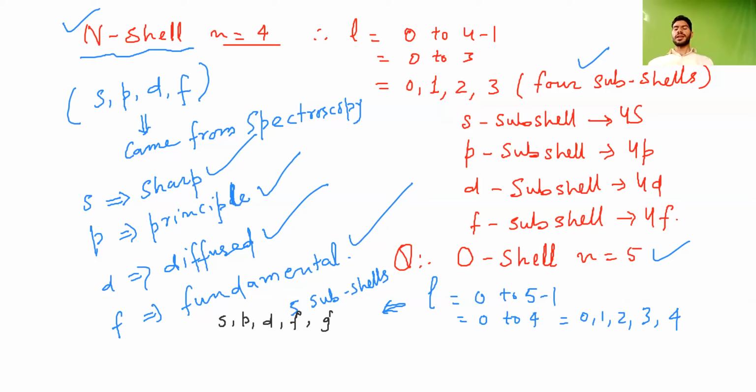So I hope you can calculate the number of subshells in any shell. It is easy. You have to remember the formula: the subshell is given by the n value, and l is always equal to 0 to n minus 1, correct? Shall I move to the next page?